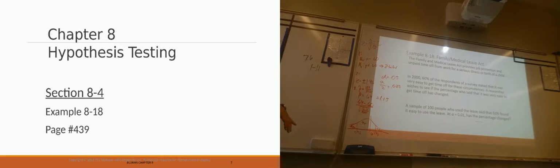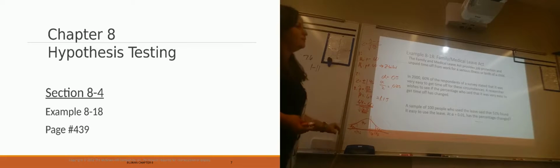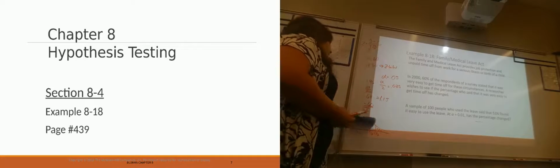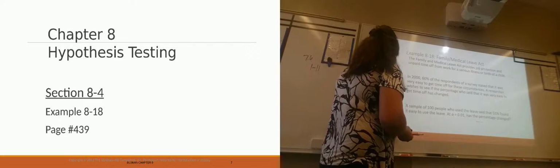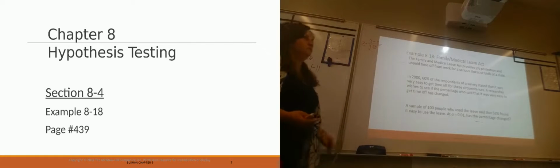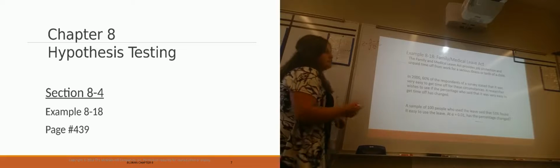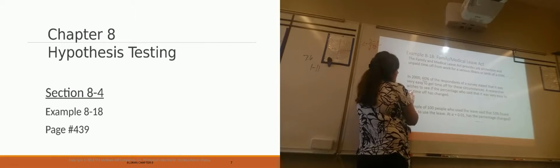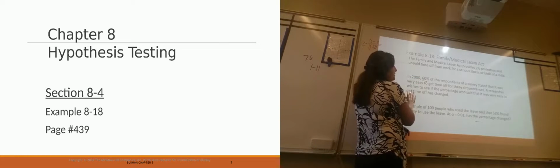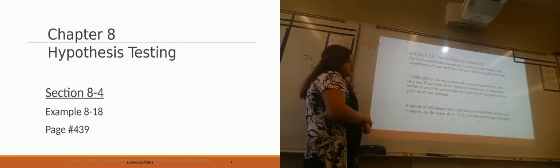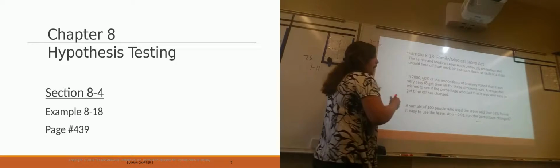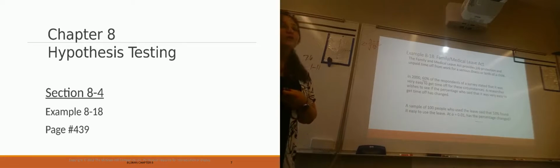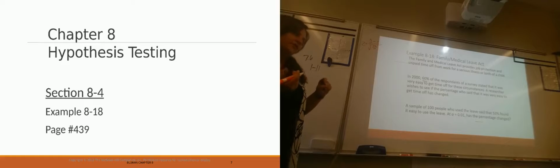Okay. Next example. The Family Leave Medical Act provides job protection for unpaid time off from work for serious illness or birth of a child. In 2000, 60% of respondents of a survey stated that it was very easy to get time off for these circumstances. A researcher wishes to see if the percentage who said that it was very easy to get time off has changed. So has changed, that is going to also be a not equal to, which is going to be a two-tailed one.